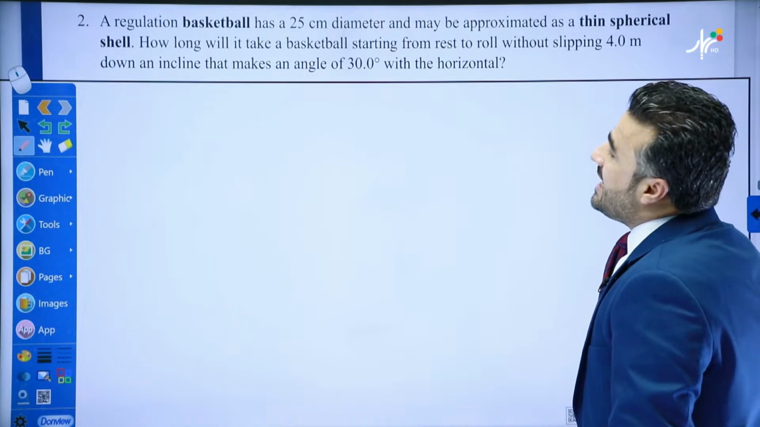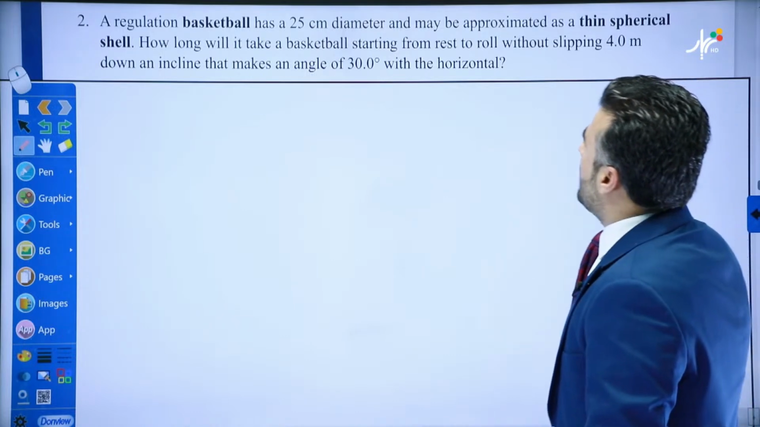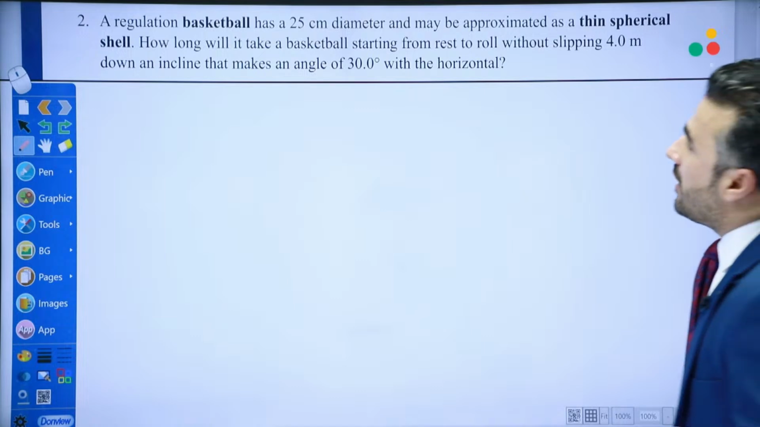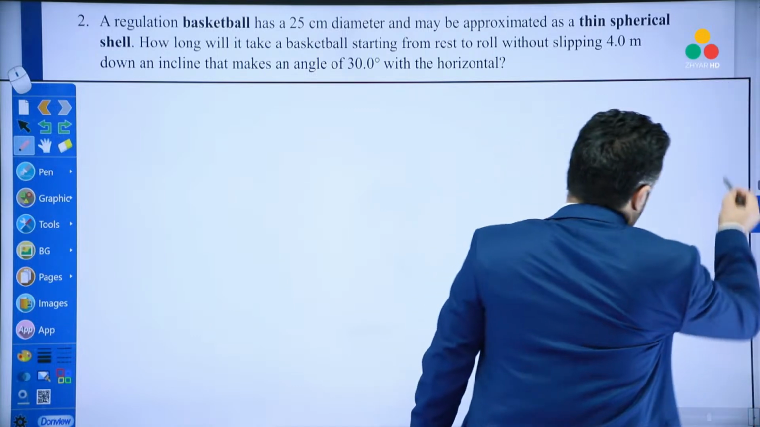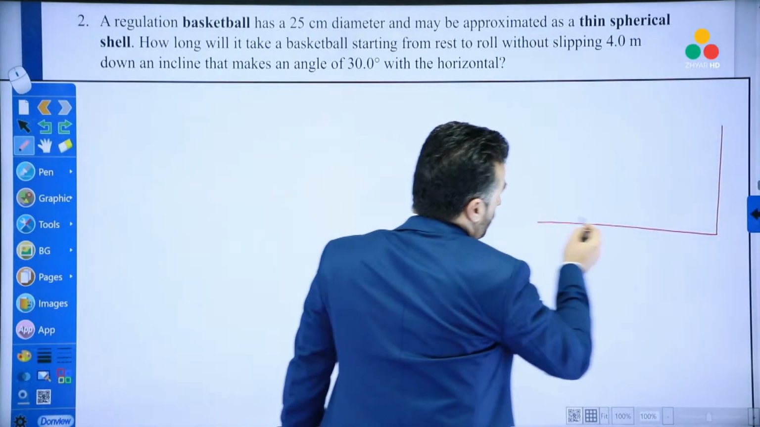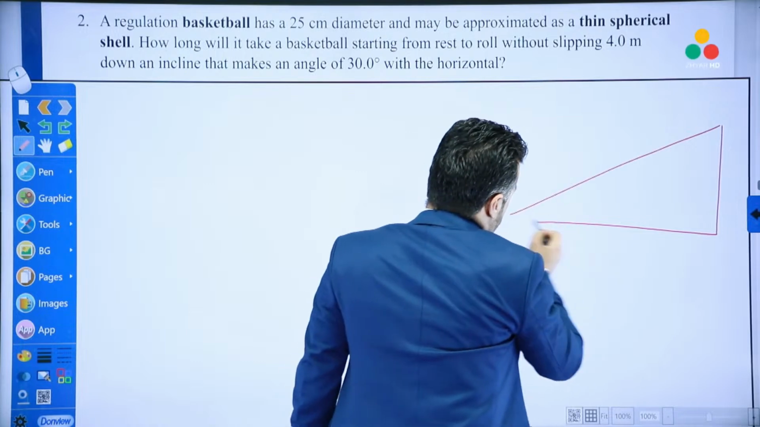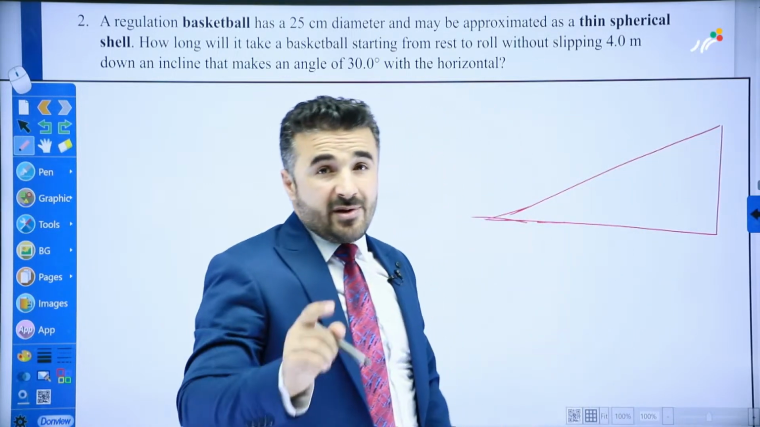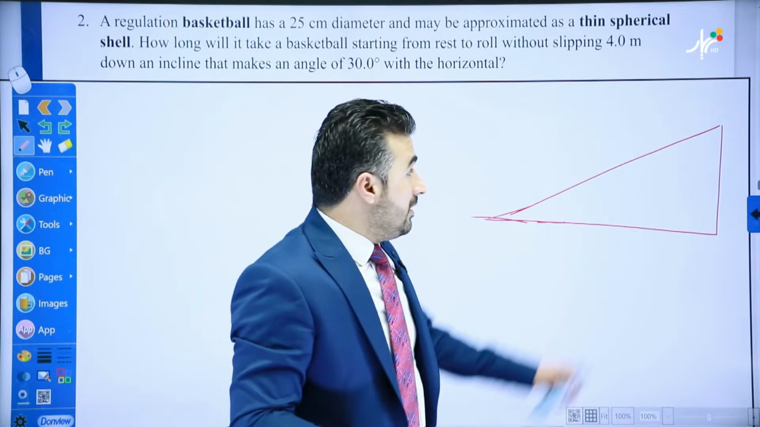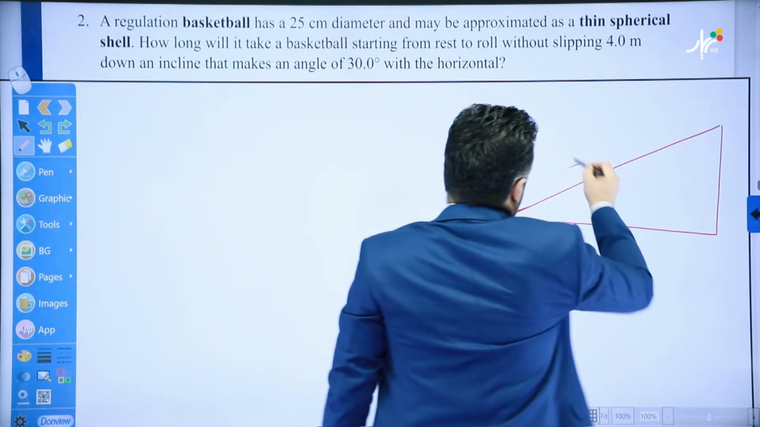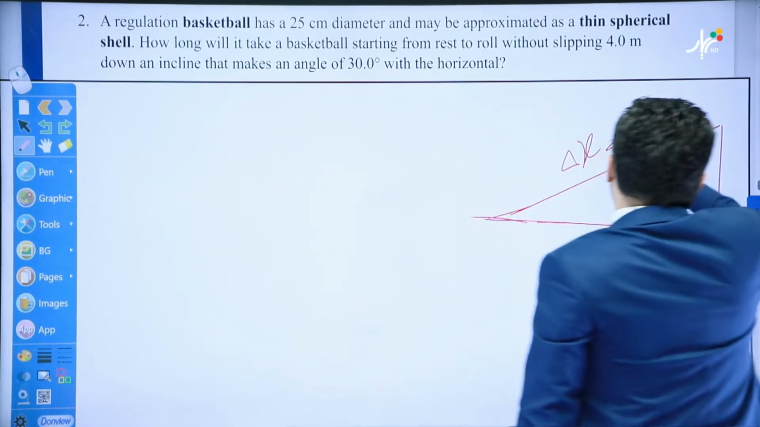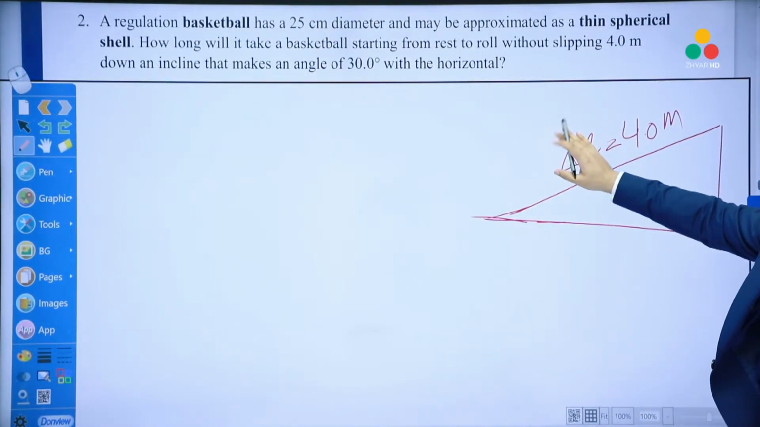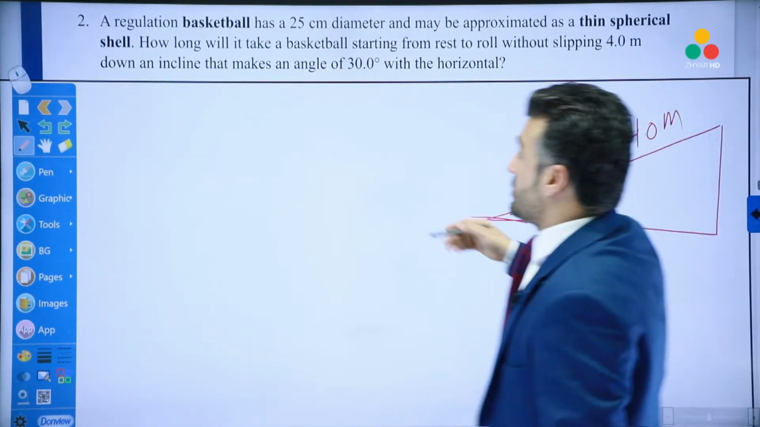How long will it take the basketball starting from rest to roll down without slipping 4 meters down an incline that makes an angle of 30? So this time, we don't have the height directly. What we have is this, okay? So we have the length of the incline. Remember, not the height. The length of the incline is, so we can say delta x is 4 meters, okay? Remember, this is not the height.